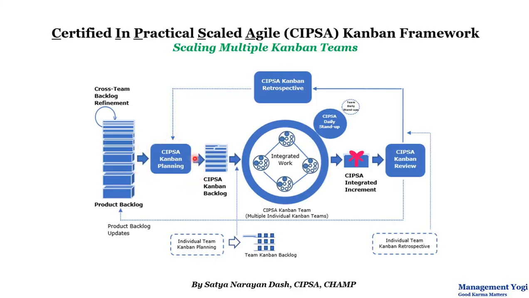Now what do I mean by CIPSA team? It is a combination of individual Kanban teams. So here we have 4 Kanban teams. Together these 4 Kanban teams will be called the CIPSA team. In the CIPSA Kanban planning meta event or meeting, the CIPSA Kanban backlog will be prepared. And here it will be decided what are the items that you are going to deliver in the upcoming release.